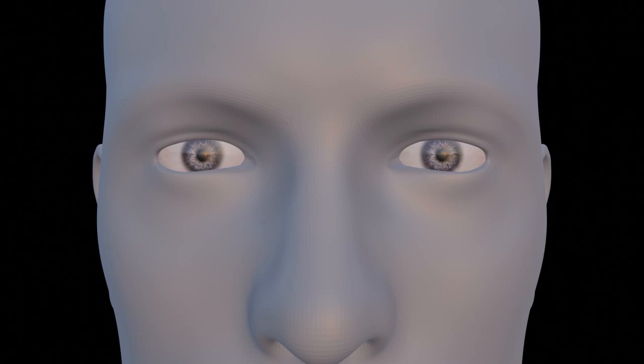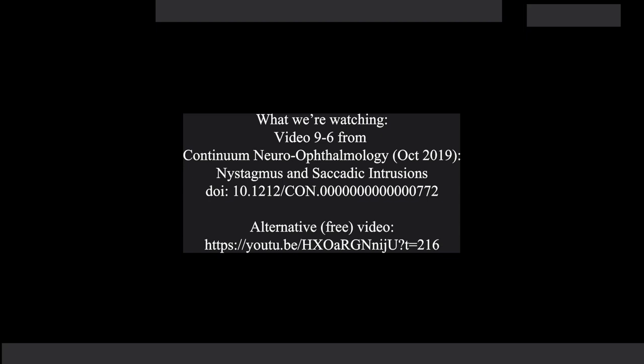Here's a real life example. This one's kind of harder to see. It kind of comes with eye blinks. But he's definitely making back-to-back fast movements in the horizontal plane.